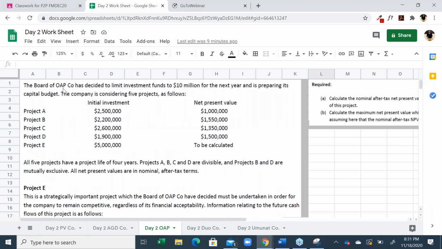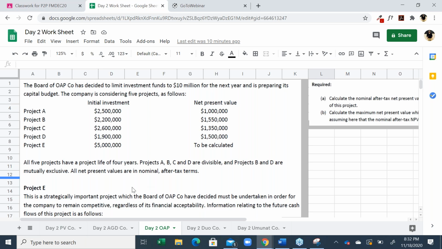The board of OAP company has decided to limit investment funds to $10 million for the next year and is preparing its capital budget. The company is considering 5 projects as follows. All 5 projects have a project life of 4 years. Projects A, B, and C are divisible projects. We will discuss in a while what is meant by a divisible project.